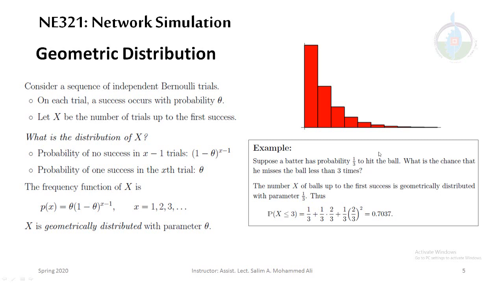It means that he will miss the ball in the first trial, he will miss the ball in the second trial, he will miss the ball in the third trial, and that's it. So the number x of balls up to the first success is geometrically distributed with the parameter 1/3. Thus, the probability that the batter misses the ball less than or equal to 3 times, remember that the number 3 is included in the probability, is: for the first time, for the first Bernoulli distribution, 1/3. For the second time, 1/3 multiplied by 2/3. For the third time, 1/3 multiplied by (2/3) squared. The total probability is 0.7037.